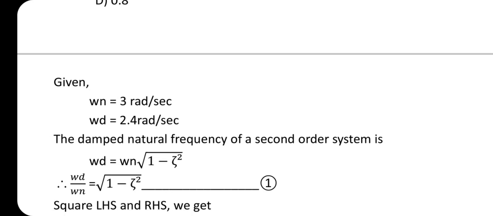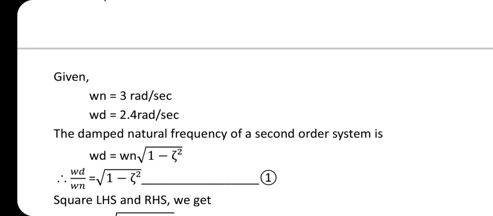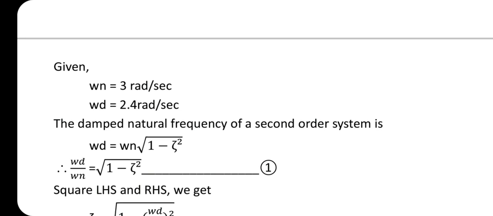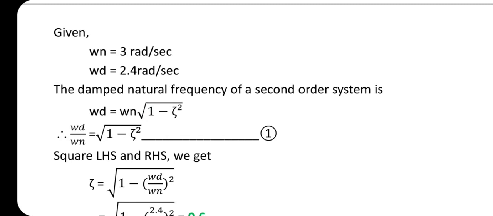The damped natural frequency of a second order system is omega d equal to omega n into root of 1 minus eta square, where omega n is the natural frequency and eta is the damping ratio. Given that omega n, that is natural frequency, equals 3 radian per second and damped natural frequency omega d equals 2.4 radian per second. Substitute in the equation omega d equal to omega n into root of 1 minus eta square.